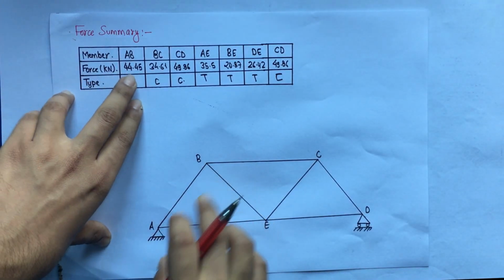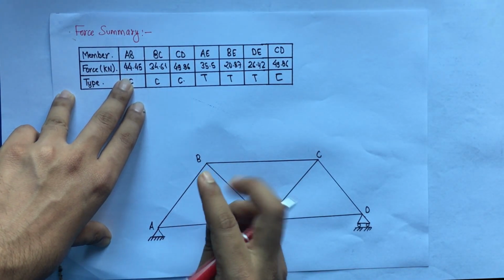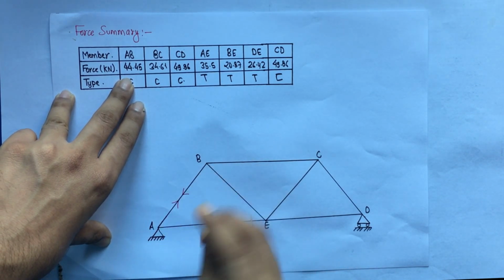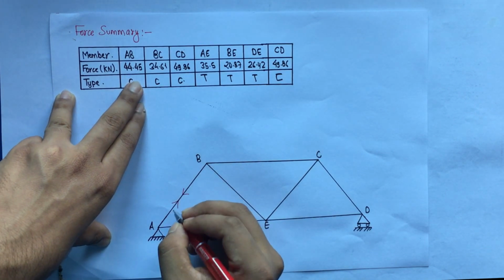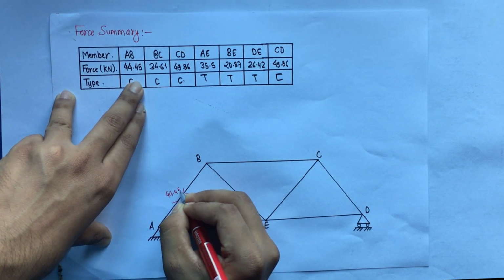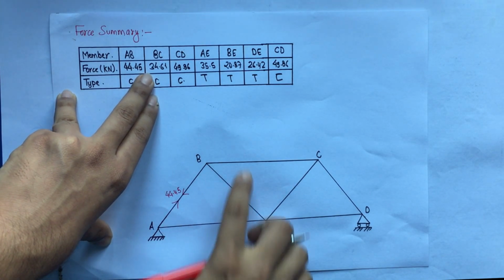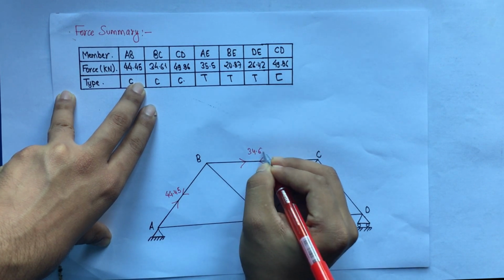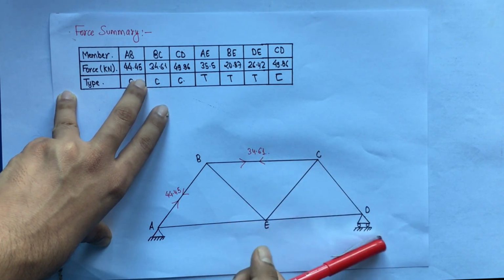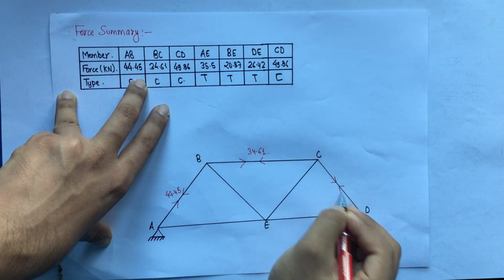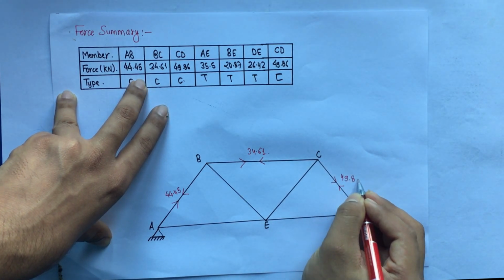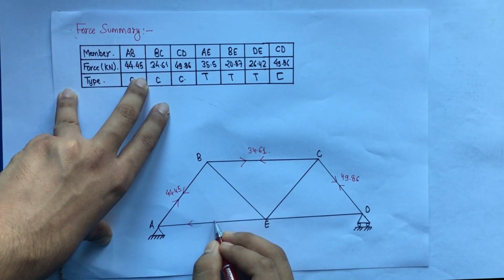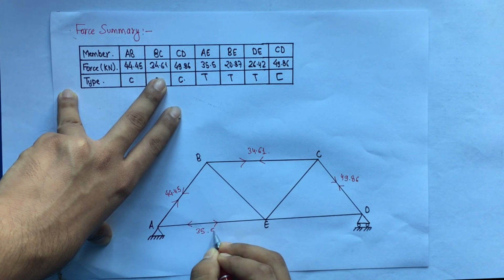So member AB, compressive type. For the compressive type, the force will act towards each other. So in this way the compressive force is shown, and it is 44.45. BC, that is also compressive, 34.61. CD, compressive, 49.86. AE, tension, so it will act away from each other, so this comes as 35.5.